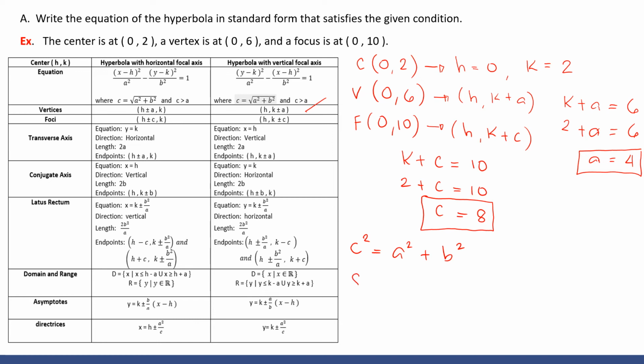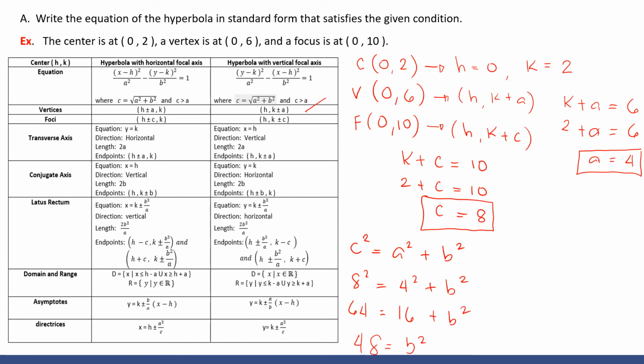C squared is 8 squared equals A squared, 4 squared, plus the unknown B squared. 8 squared is 64, while 4 squared is 16, and then plus B squared. Transpose 16. So 64 minus 16, the answer is 48. So 48 is equivalent to B squared. And of course, the square root of 48 is the value of B.